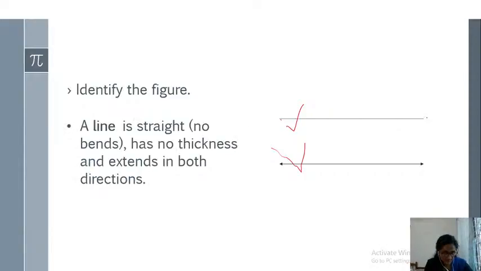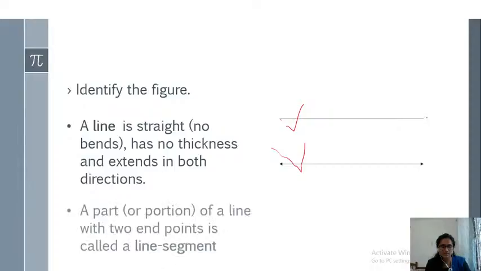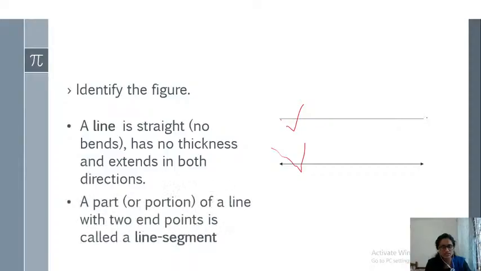A line is straight, no bends, and it has no thickness. So there is no width for a line, and it extends in both directions. In Euclid's geometry chapter we saw that a line has only one dimension, that is, a point is required. The point is the only thing that is required to describe a line. So a line has no thickness, it extends in both directions, it is straight. So you all know this from your early classes, we are just recalling all these things.